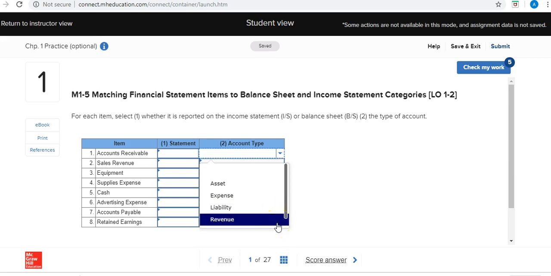Our revenues are amounts earned by selling goods or services to customers. They're considered earned when the performance obligation is satisfied, in other words, when delivery is made.